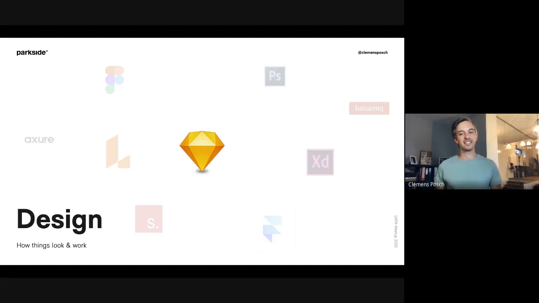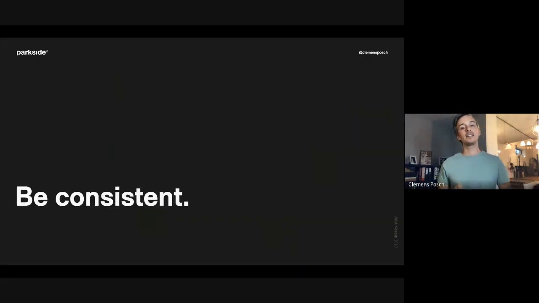For us at Parkside, Sketch is still the production powerhouse where we already invested a lot of time and projects within their ecosystem. And for a team of 11 designers, it's just the best fit for us currently. Don't get me wrong, if I were a freelancer, I probably would have switched to Figma already. So I think it always depends on your individual situation. But today, I don't want to talk about the design tools themselves. I want to highlight two of our methods and principles that you can achieve with any of these tools.